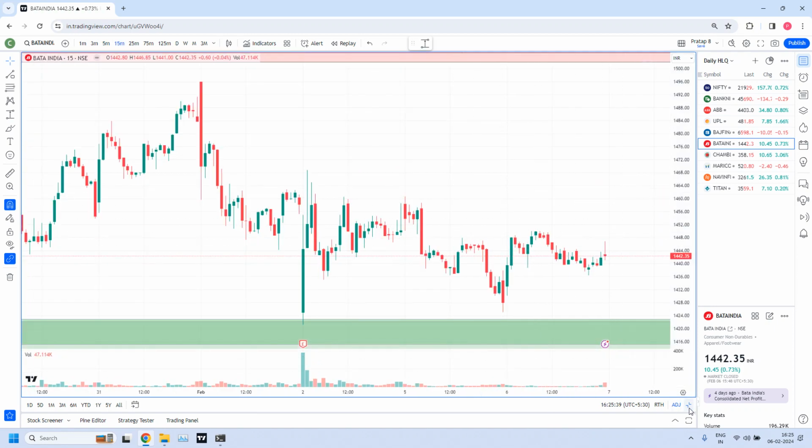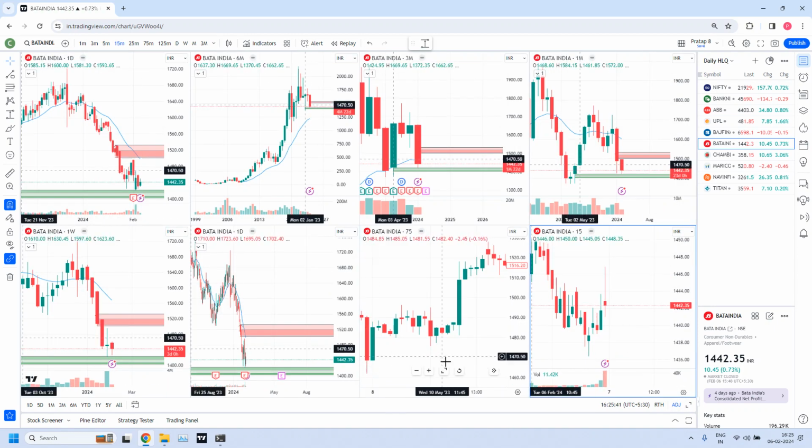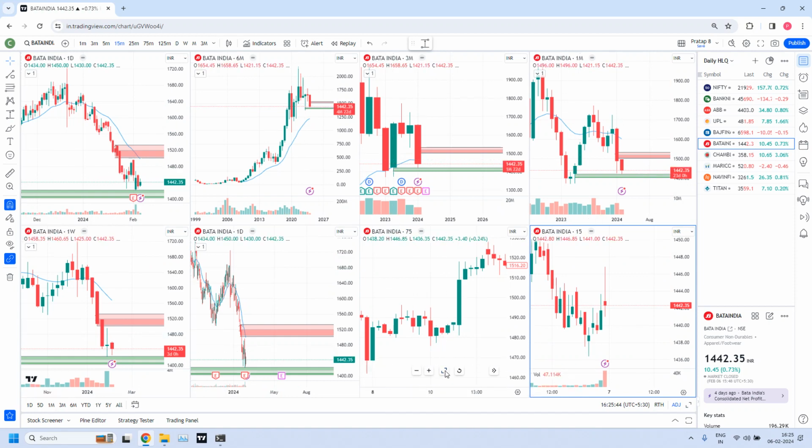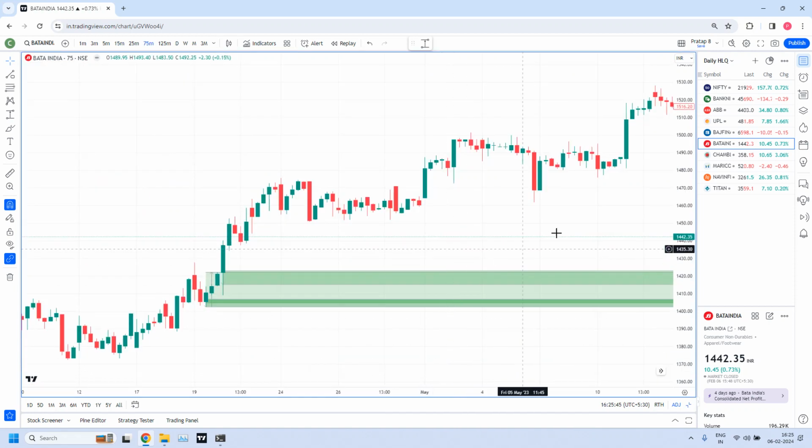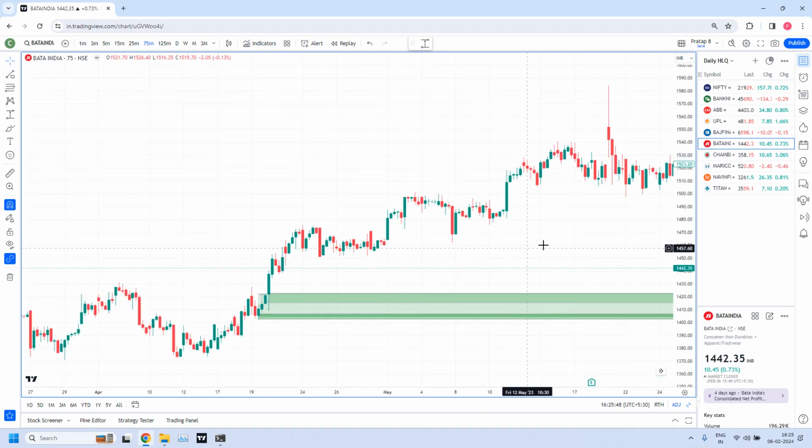Now let us look into the next stock. A lot of learning is there from the next chart. That is Chambal Fertilizers.